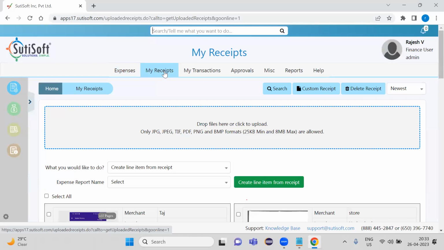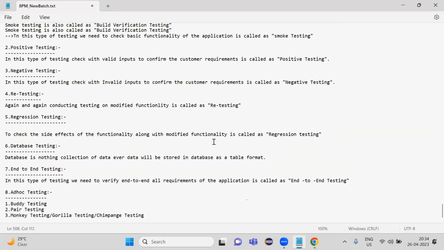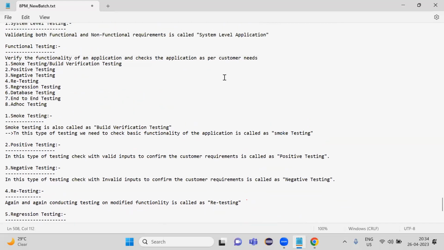Who will give those things? Our manager, or the business analyst? Not the business analyst, our manager only. The manager will distribute things. The business analyst is just going to collect the requirements. Clear? Is it clear now? Yes, sir. Can we go to another topic?